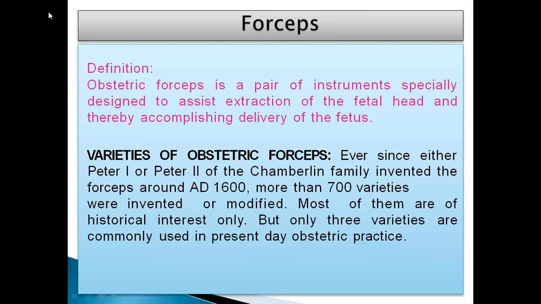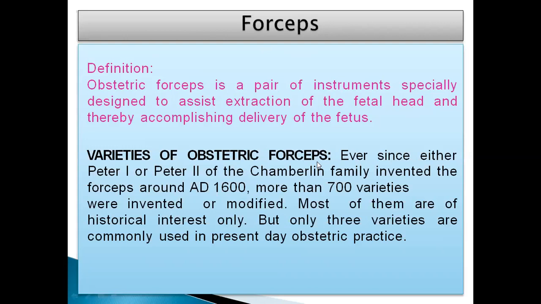So what is the definition of a forceps? Obstetrical forceps is a pair of instruments especially designed to assist extraction of the fetal head and thereby accomplishing the delivery of the fetus. As you know, the forceps is a pair of two instruments. The main purpose of the forceps is the extraction of the fetal head, and after the extraction of the fetal head, the delivery of the fetus is completed. So there are various types of obstetrical forceps available.